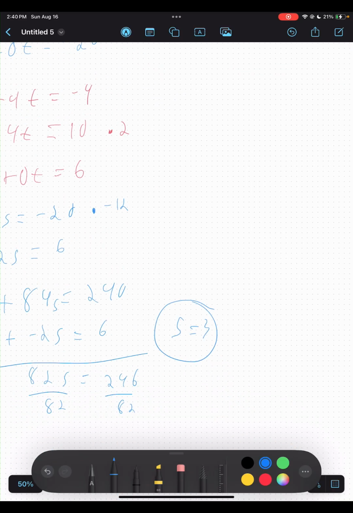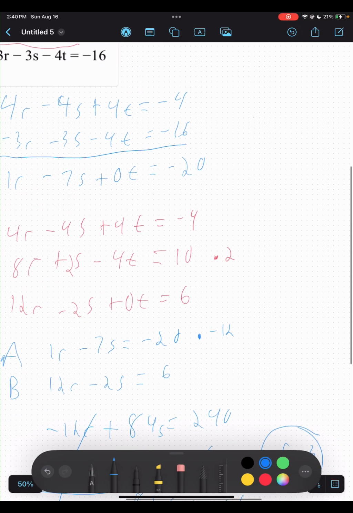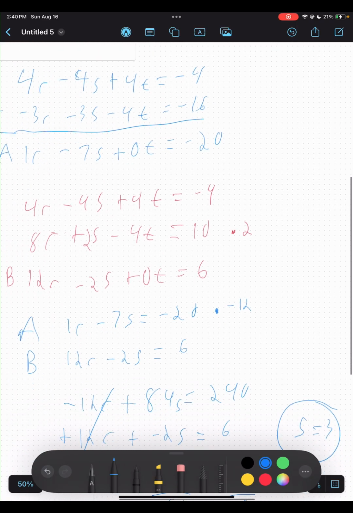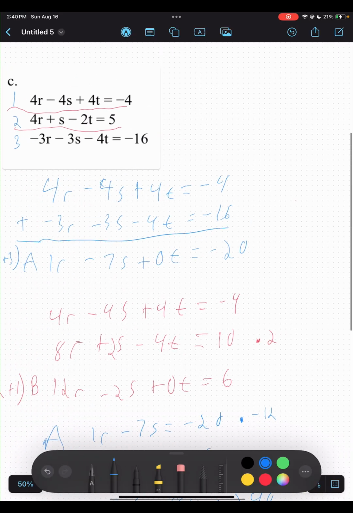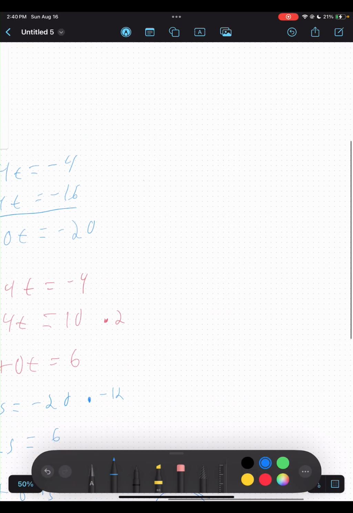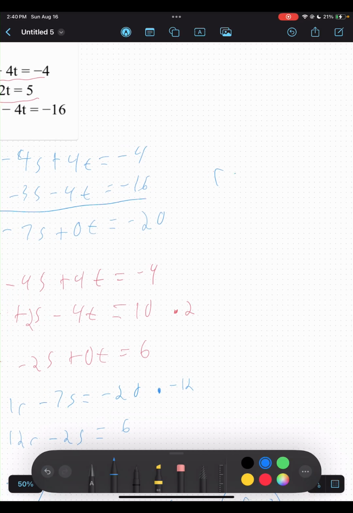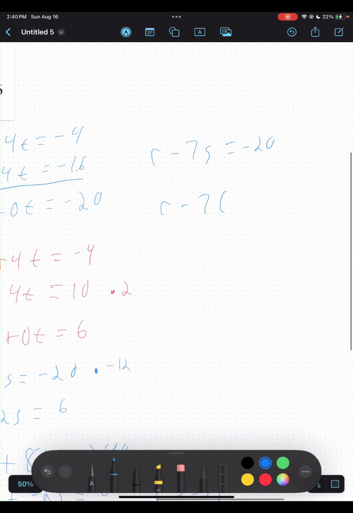Okay, so now that I've got S equals 3, I'm going to go back and put this into either equation A or B. These both have a t missing from them, so I can solve for R because those only have two variables. So let's go back to equation A, the way we have it, and that is R minus 7S equals negative 20. Okay, so that's R minus 7, we said S was 3, equals negative 20.